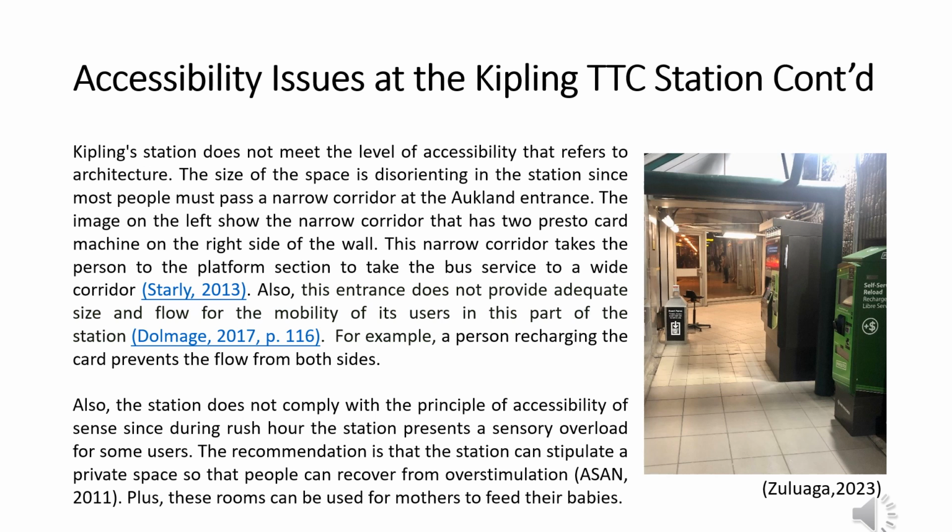Also, this entrance doesn't provide adequate size and flow for the mobility of its users in this part of the station. Dolmach 2017, page 116. For example, a person recharging a card prevents the flow from both sides.